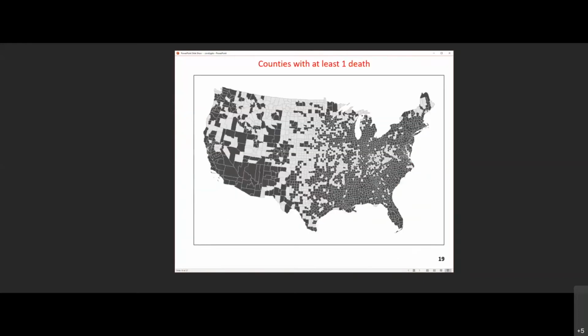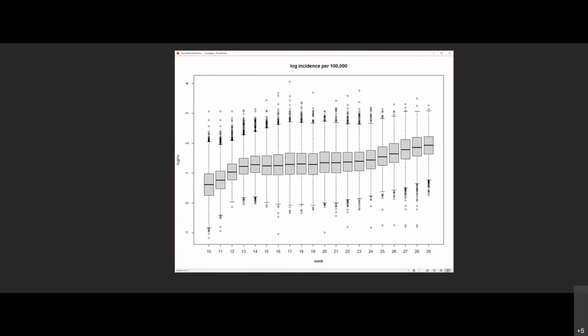So here is a fairly old map showing in dark gray the number of counties with at least one death, and in light gray the number of counties with no deaths at that time. So you can already see that there's a considerable degree of spatial complexity going on just with the binomial or the 0-1 index. So if we look at all these counties per week, you can see this is a box and whisker plot that shows what's happening each week, and we're getting considerable variation between counties.